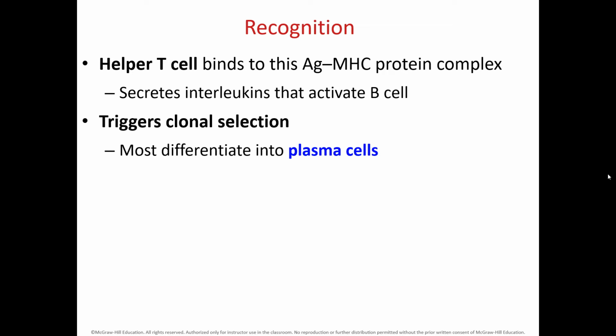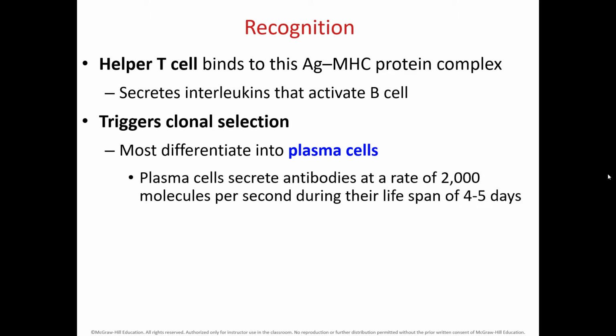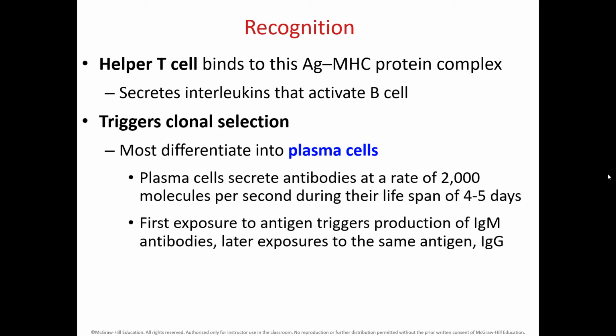Most of the cells that are going to be produced in clonal selection are going to differentiate into plasma cells. Plasma cells are larger than the B cells, and they are going to be capable of secreting many antibodies. So they're going to have a large amount of rough endoplasmic reticulum inside of themselves, because rough ER, as we recall, is going to be used for making proteins that are going to be exported out of the cell. These plasma cells can secrete antibodies at a rate of 2,000 molecules per second during their lifespan. Notice their lifespan is brief because these are our effectors. Now, we will also talk about memory cells coming up, and those are the ones that are going to be longer lived.